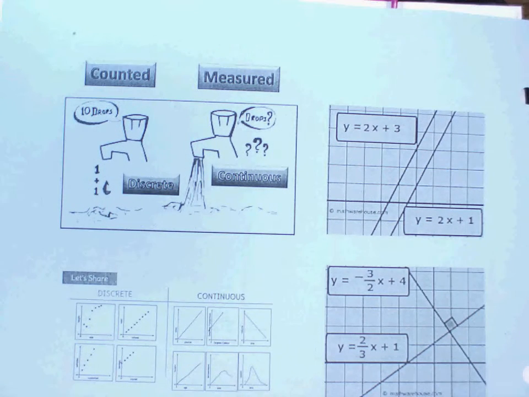Let's go to our cheat sheet for a second, because we're going to add something to the cheat sheet. I'm giving you permission to add something to it.